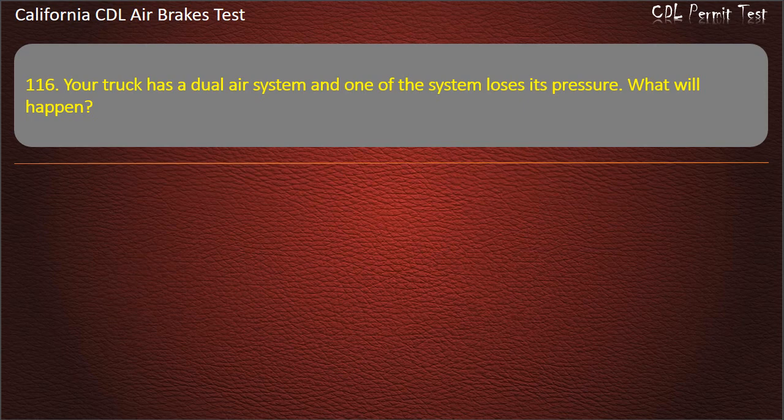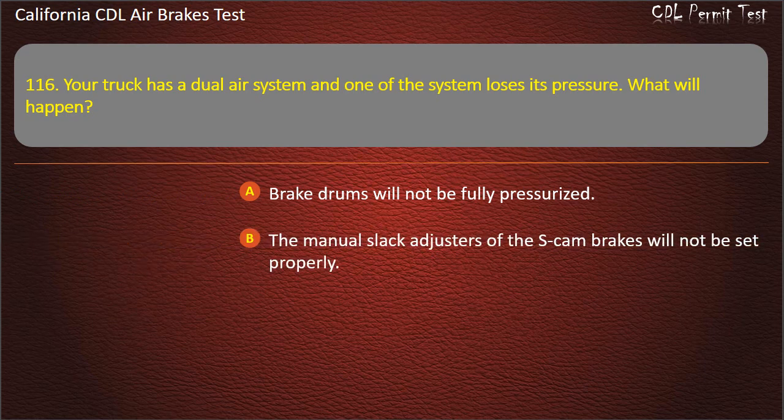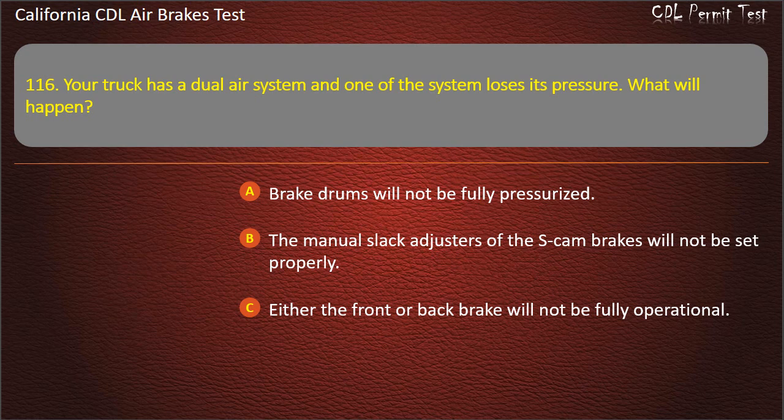Question 116. Your truck has a dual air system and one of the systems loses its pressure. What will happen? Brake drums will not be fully pressurized. The manual slack adjusters of the S-cam brakes will not be set properly. Either the front or back brake will not be fully operational. Answer. Either the front or back brake will not be fully operational.